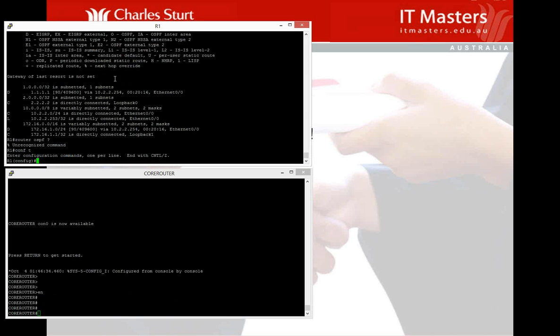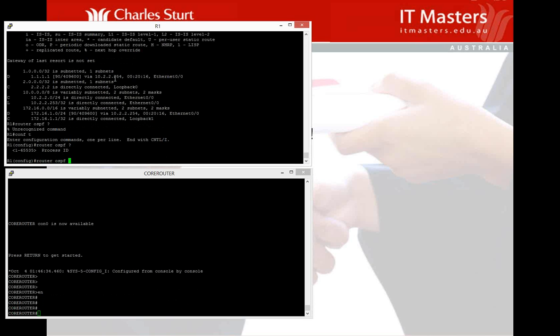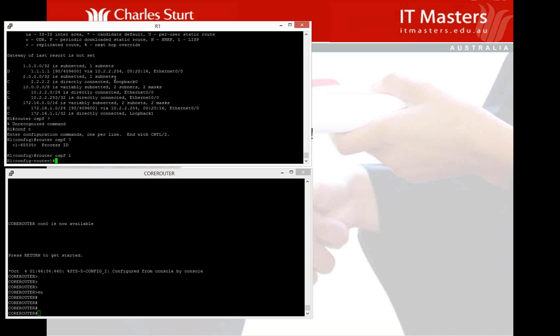Conf mode, router OSPF, and if you have a look at the question mark, it says process ID. Okay, so we're just going to go process one. Now this is sort of analogous to an autonomous system, but in OSPF it's called the process ID. So, first thing is, let's just leave it there.